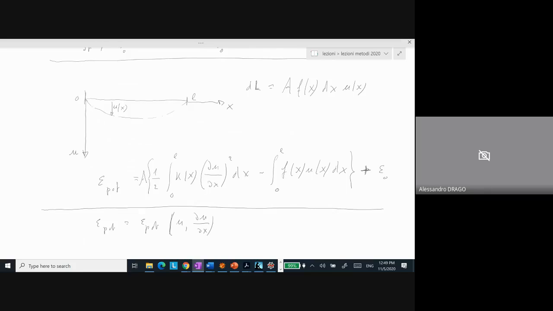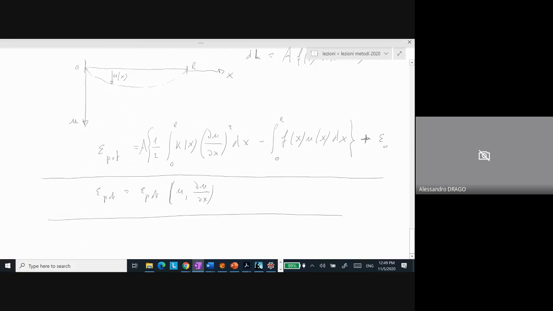So what we are going to demonstrate is that if u satisfies the differential equation, then this potential energy is at its minimum. We are at a minimum of the potential energy. Okay. So let's see how to demonstrate this.